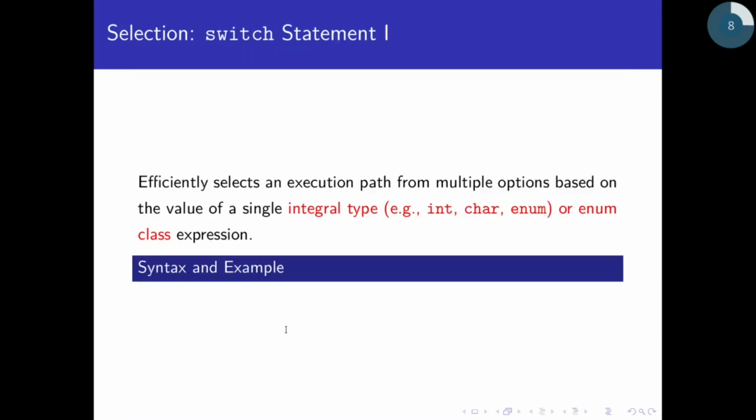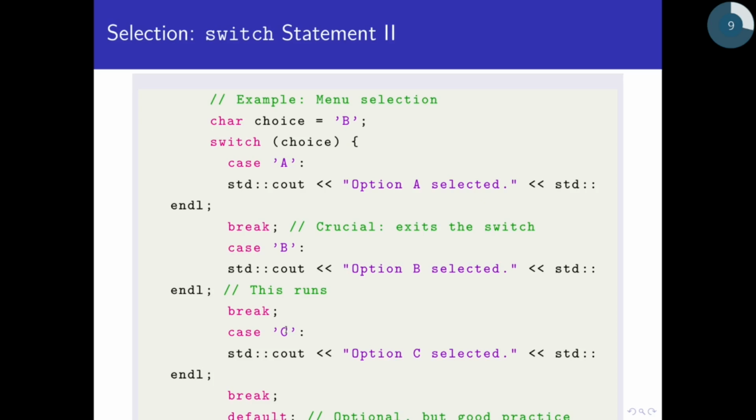Then we are efficient. Let's look at the switch statement. It enables us to efficiently select an execution path from multiple statements based on the value of a single integer type like int, char, enum, or an enum expression. Let's see an example, the syntactic, structural example. Let's see char choice equal to B. Switch choice, case A.